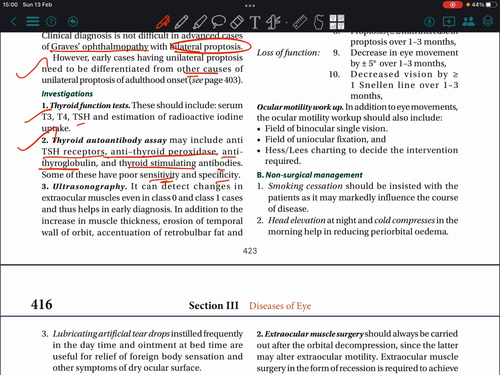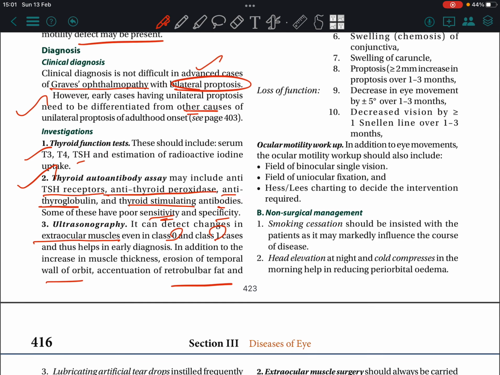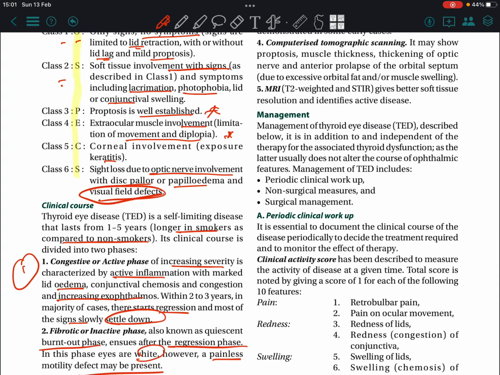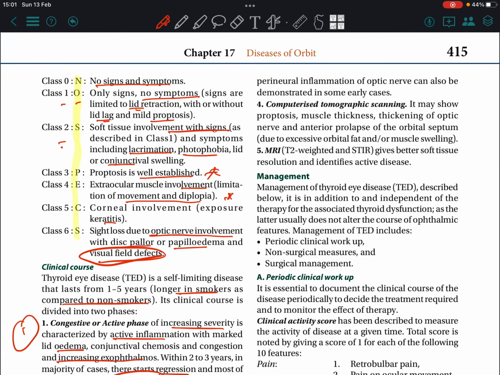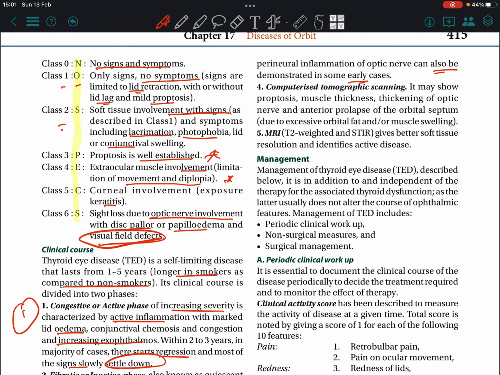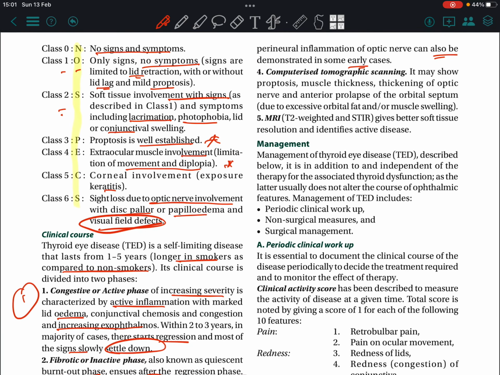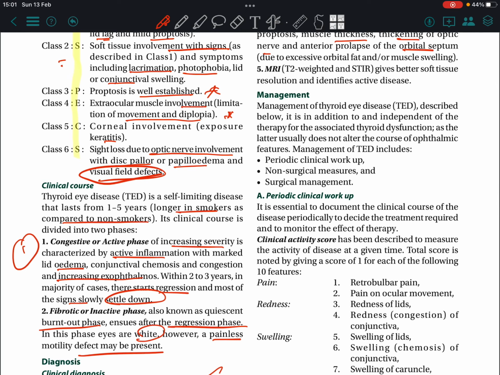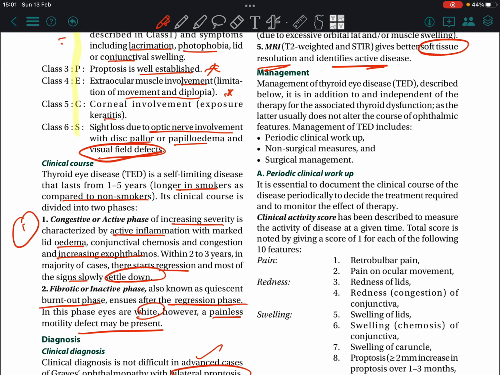Ultrasonography can detect changes in the extraocular muscles even in class 0 and class 1 cases, thus helping in early diagnosis. In addition to increase in muscle thickness, erosion of the temporal wall of the orbit, accentuation of retrobulbar fat, and perineural inflammation of the optic nerve can also be demonstrated in some early cases. CT scanning may show proptosis, muscle thickening, thickening of the optic nerve, anterior prolapse of the orbital septum, etc. MRI gives better soft tissue resolution and identifies active disease.